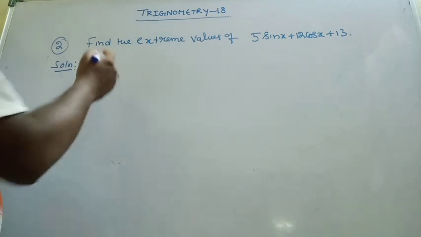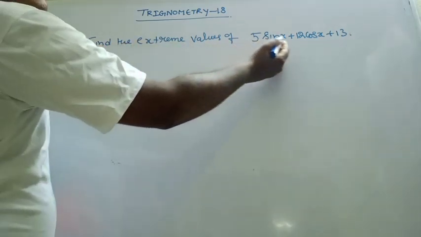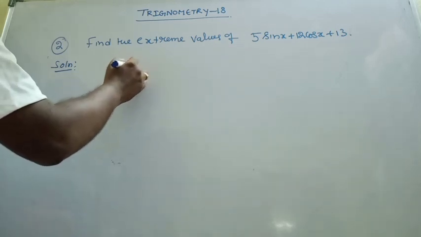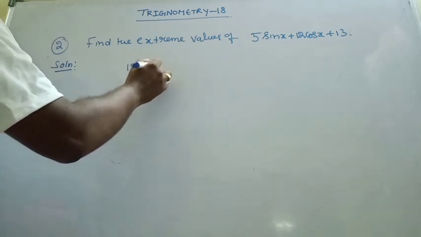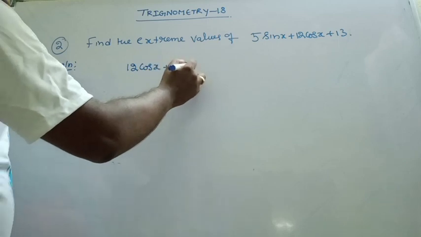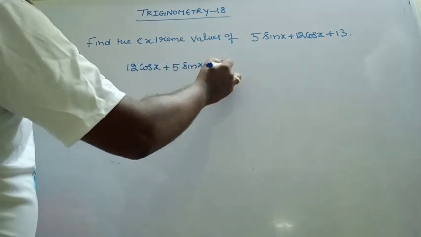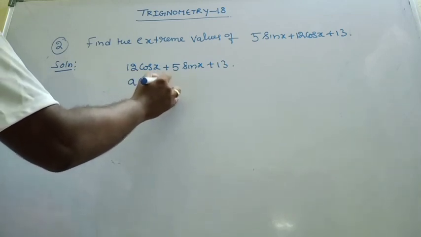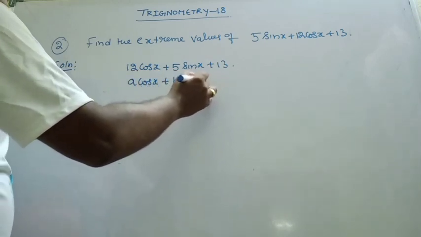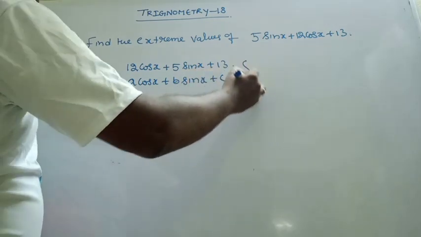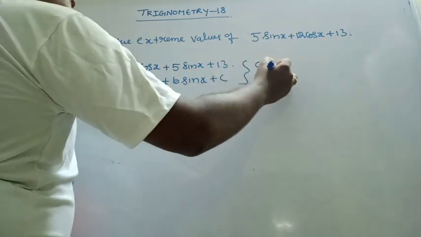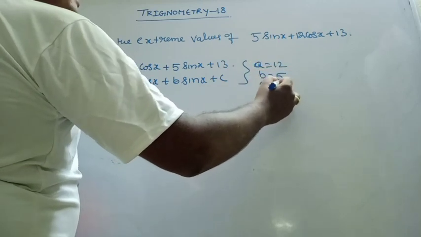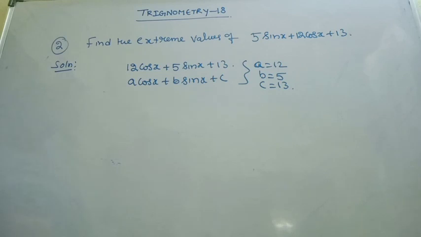Okay, now the second problem, find the extreme values of 5 sin x plus 12 cos x plus 13, right? This we write as 12 cos x plus 5 sin x plus 13, like this. This is of the form a cos x plus b sin x plus c. That means we have got a equal to 12, b is 5, c is 13.